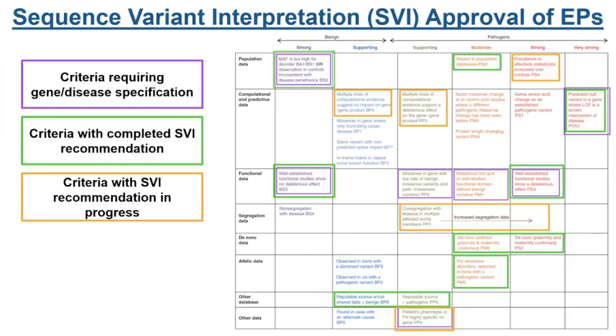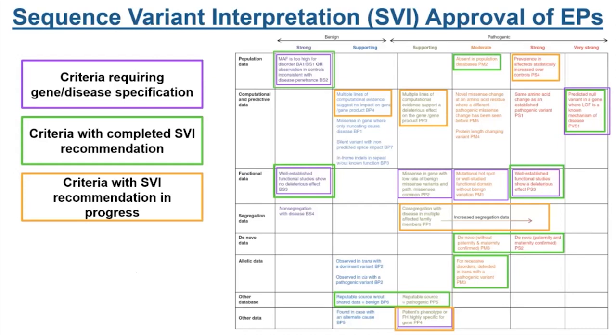So I'm showing here again the grid from the ACMG AMP guidelines, but I've added in a few additional annotations, such as showing which criteria require gene and disease specifications, which criteria have a recommendation from SVI, and which criteria are currently undergoing recommendations by SVI.